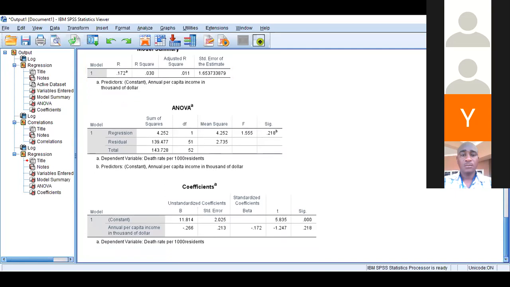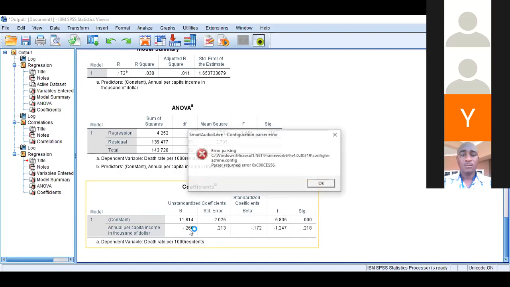Now, look at the coefficient. You see that the coefficient B is minus 0.2. That is where it's telling you that as the annual per capita income increases, death rate moves in the opposite direction. So exactly, the coefficient is what will give you the direction, the sign, either minus or plus. So it increases or decreases. Does it make sense?